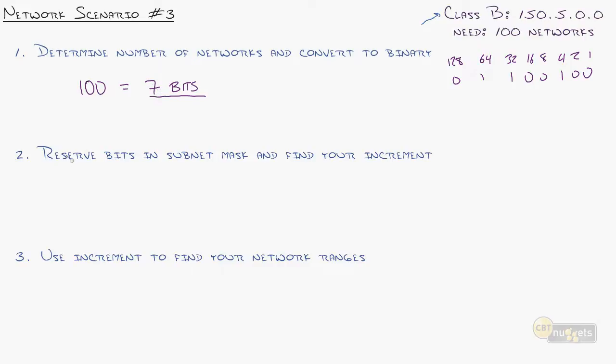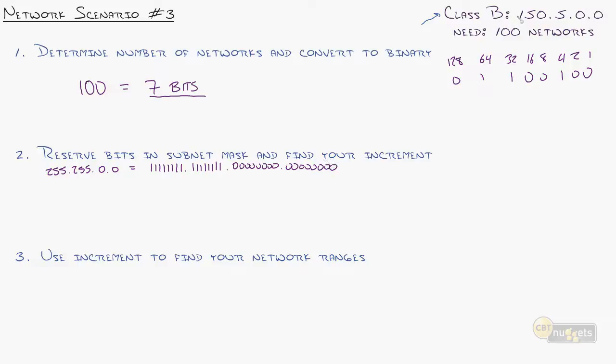Reserve bits in the subnet mask and find your increment. Now our subnet mask, and this is why, you might be like, well, I'm kind of tired of writing 1s and 0s. It's so super critical that you do, especially when you get to the non-Class C examples, because you want to see where you're at. So 1, 2, 3, 4, 5, 6, 7, 8 dot 1, 2, 3, 4, 5, 6, 7, 8 dot 1, 2, 3, 4, 5, 6, 7, 8 dot 1, 2, 3, 4, 5, 6, 7, 8. Good. So that's our subnet mask in all binary for a Class B subnet mask.